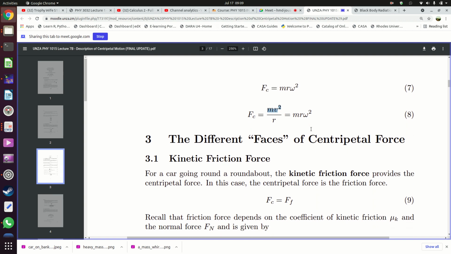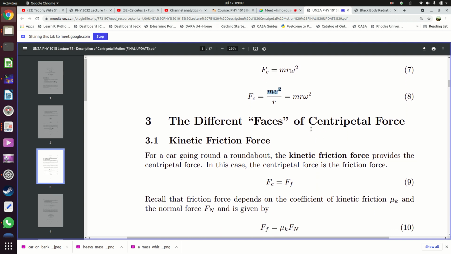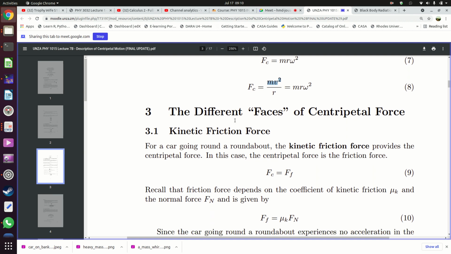The thing which has been completely rewritten is the addition of this section, the different phases of centripetal force. Basically, centripetal force per se comes in different forms. It's provided by different forces depending on what the circumstances are.